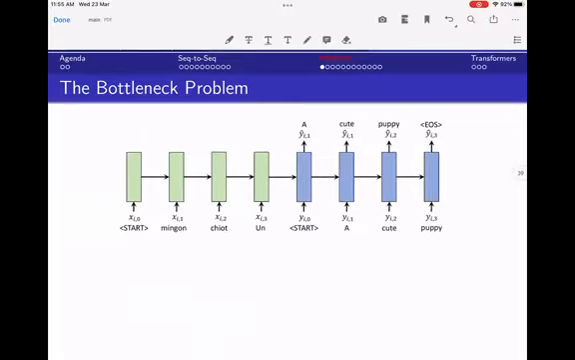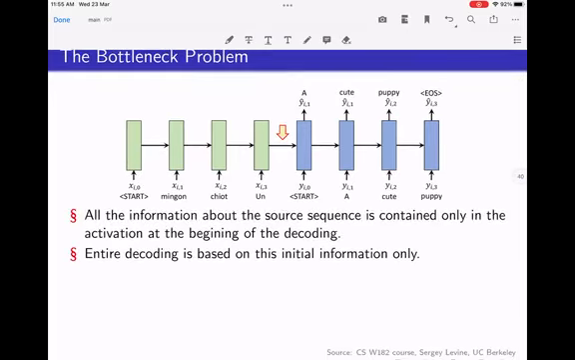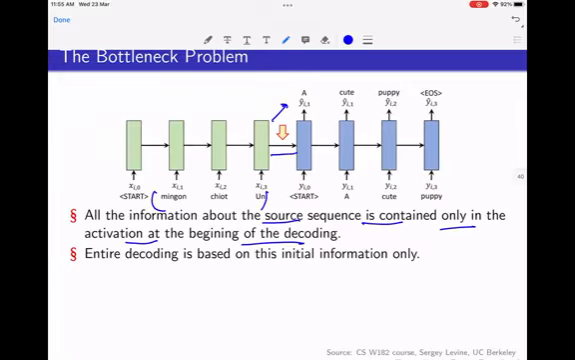As I said, the second agenda was to discuss the bottleneck problem and how to tackle it. This is basically the architecture. I have just made the encoder and decoder different colors to emphasize the fact that they are separate RNNs, with weights shared among their time steps. Now, all the information about the source sequence is contained only in the activation at the beginning of the decoding. So you have summarized this French sentence at the end of this RNN, and you are feeding it to this.